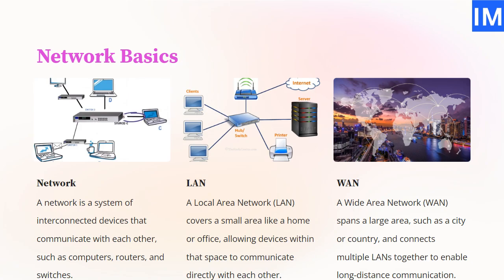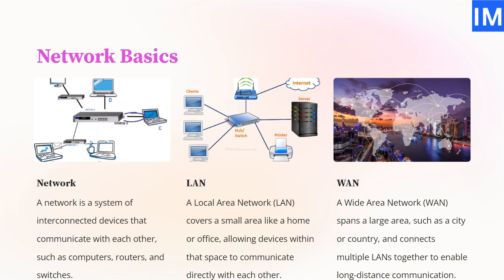Now, look at the pictures. You can imagine what a computer network system is. A network is a system of interconnected devices that communicate with each other, such as computers, routers, and switches.